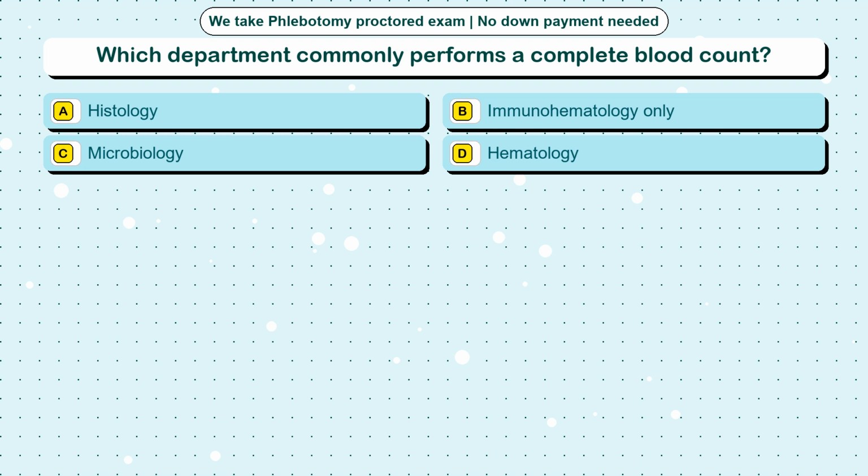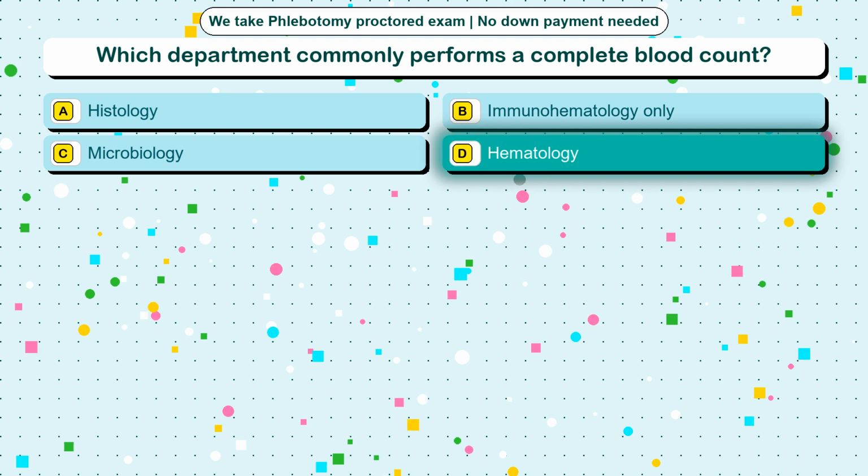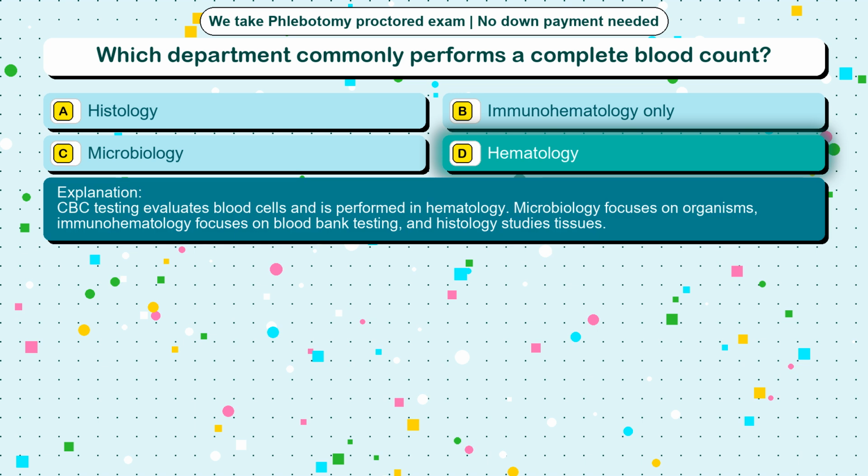Option A. Histology. Option B. Immunohematology only. Option C. Microbiology. Option D. Hematology. The correct answer is option D. Hematology. CBC testing evaluates blood cells and is performed in hematology. Microbiology focuses on organisms, immunohematology focuses on blood bank testing, and histology studies tissues.